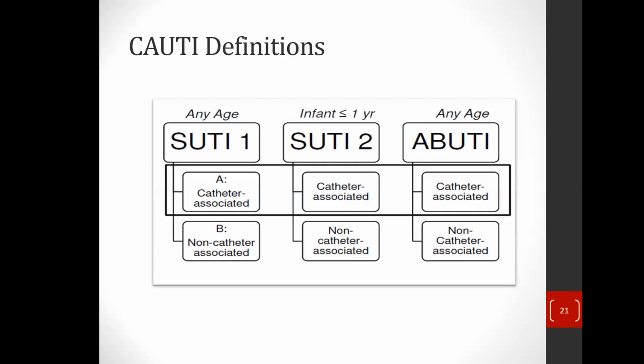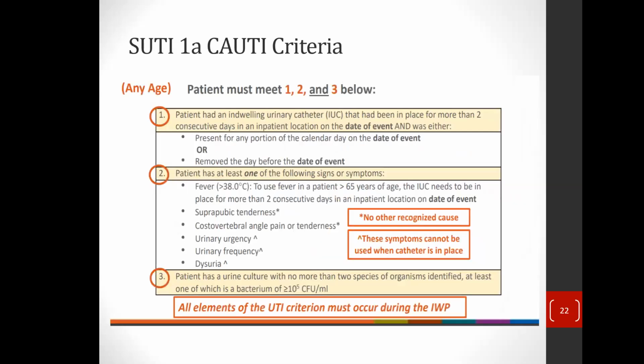A symptomatic UTI number 2 is just with infants under 1 year of age. And then ABUTI stands for asymptomatic bloodstream urinary tract infection. We'll talk about what that definition is, and that can be of any age. So let's look at the very most common one out there, and that's SUTI 1A.